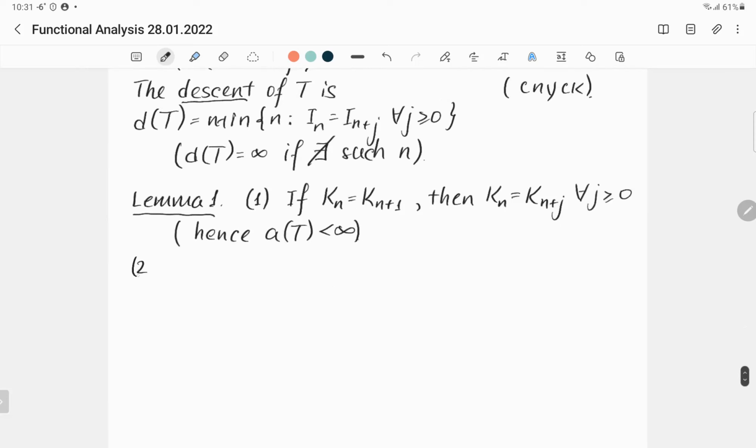The same result holds for the images. So if Rn equals Rn plus 1 for some n, then the chain of the images stabilizes at the same step. And hence the descent of T is finite.